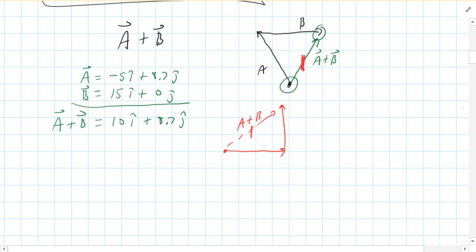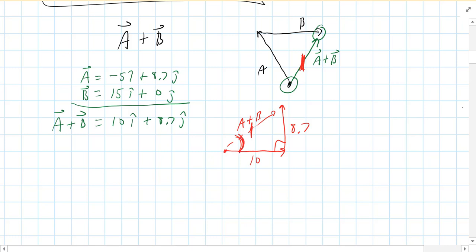This line and this line are the same thing, it's just in a different kind of triangle. But now you have a right triangle. You could easily find the magnitude of A plus B. You would just Pythag 10 and 8.7. And then you could also find this angle by doing inverse tangent of 8.7 over 10, inverse cosine of 10 over whatever the hypotenuse is, or inverse sine of 8.7 over whatever the hypotenuse is, and that would give you the magnitude and direction of vector A plus B.